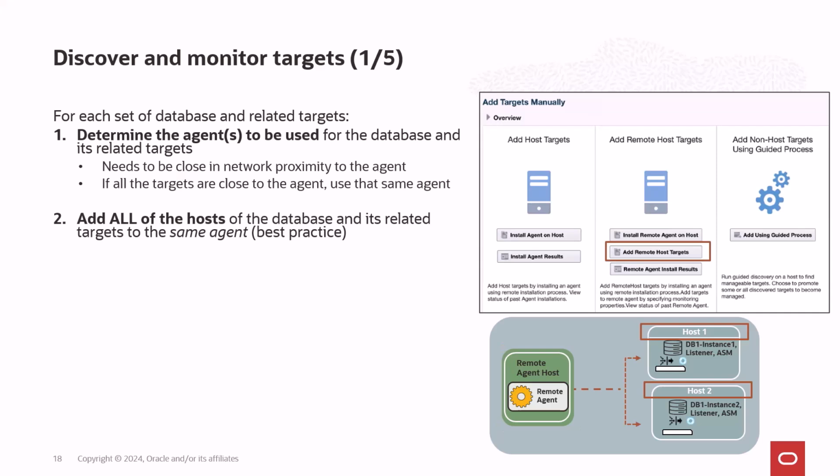Next, add or discover all of the hosts of the database and its related targets to the same agent you chose in the prior step. For example, if you're discovering a 2-node rack, add both nodes or hosts of the rack database to the agent.